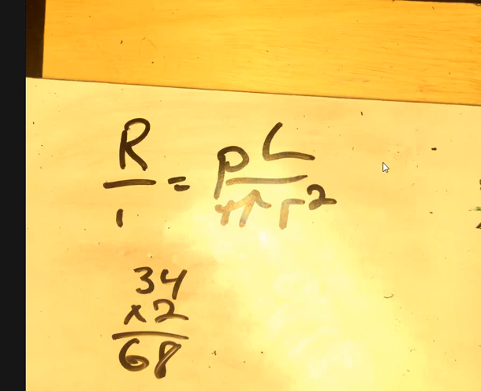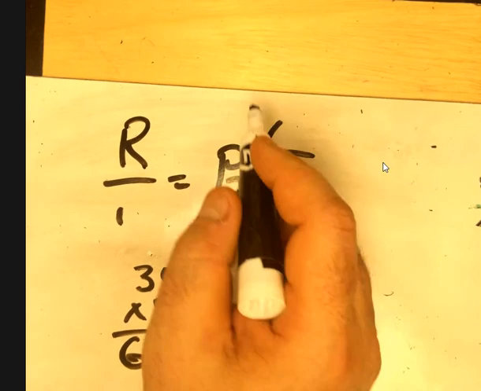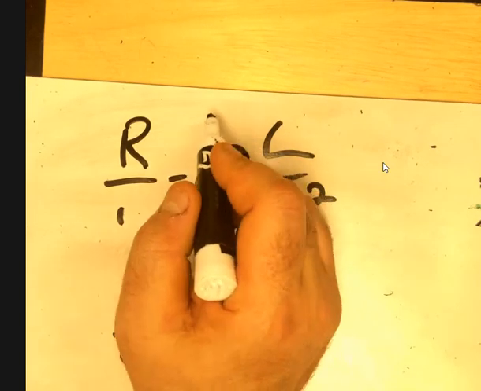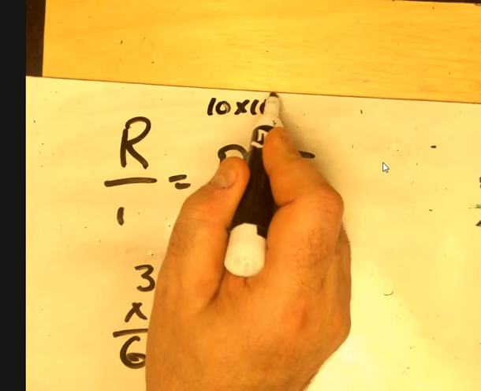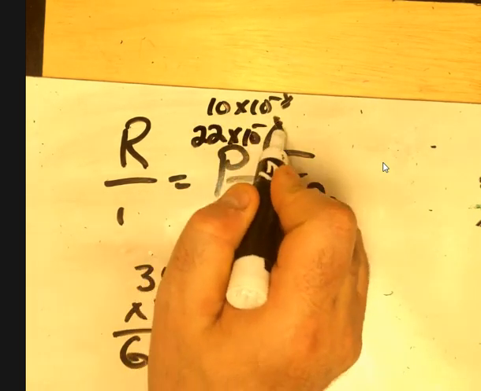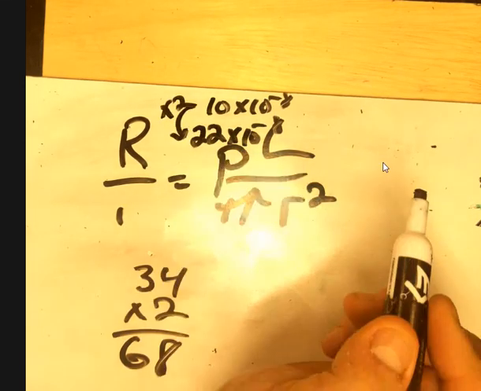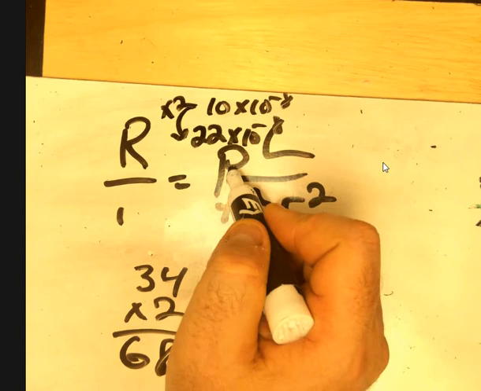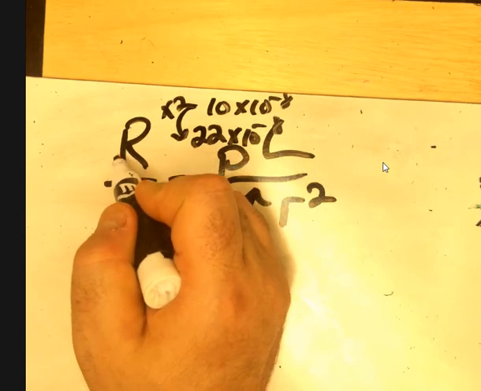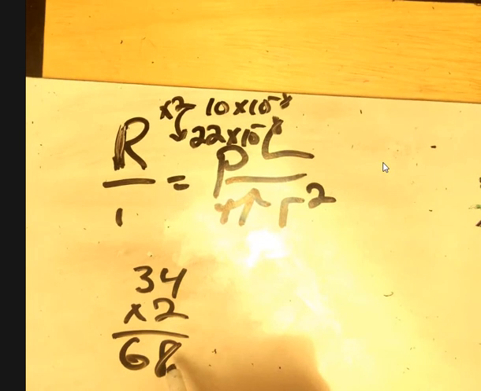There we go. Sorry about that with the screen. So I found the p-value of the iron to be 10 times 10 to the negative 8th. And for lead, it was 22 times 10 to the negative 8th, about doubling this. So if I double the p-value between the two wires, I'm going to double the R value, the resistance. So doubling 34, I get 68 ohms.